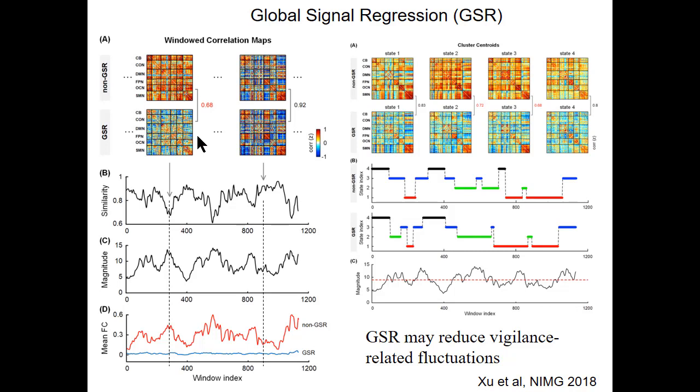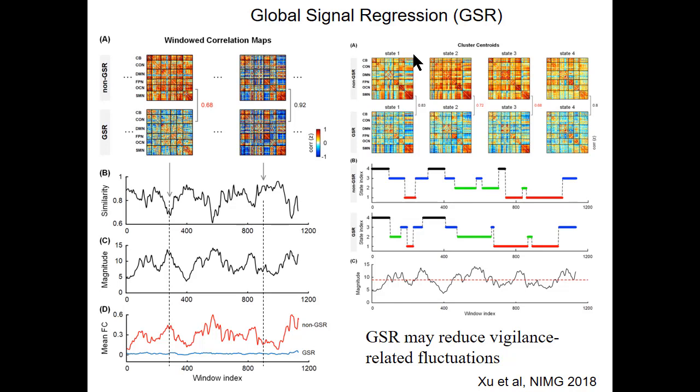And so the question is, what is the right thing to do? That's still open for discussion, but the bottom line is that whether you do it or not is going to have a huge impact on what you think the states of the brain are. So if you don't do global signal regression, these are the states you're going to estimate. And if you do global signal regression, then these will be the states that you estimate, and you'll end up with different dwell times and different interpretations.